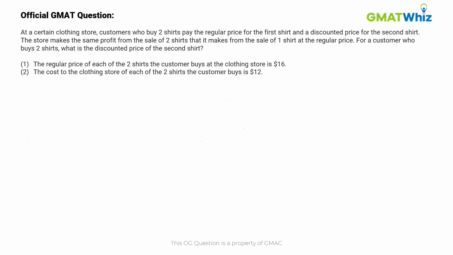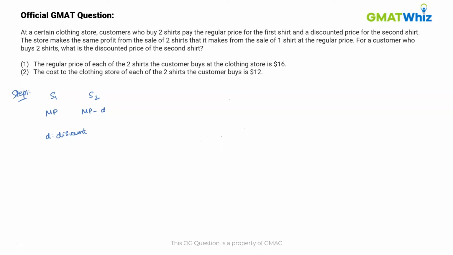In this question, we are given that at a certain store, customers who buy two shirts pay the regular price for the first shirt and a discounted price for the second shirt. So if there are shirts S1 and S2, then the shirt S1 is sold at the marked price and the shirt S2 is sold at the marked price minus D, where D is the discount offered on shirt 2.